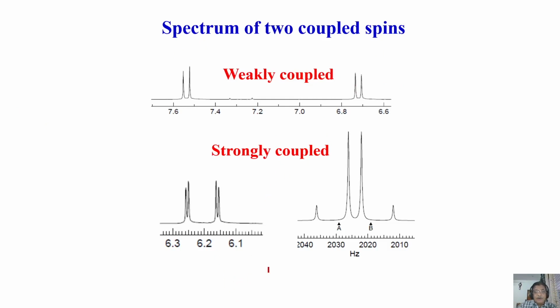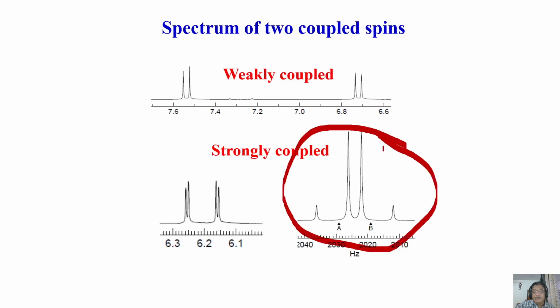What is strongly coupled? The strongly coupled looks like this. Look at this one. This spectrum is a 2 spin coupled system, and this is also 2 spin coupled. But this one has 4 lines of equal intensity, well separated. Whereas in this case, it looks like 2 very strong peaks at the center and 2 very weak peaks outside. This is the pattern of a 2 coupled spin system, especially when strongly coupled.